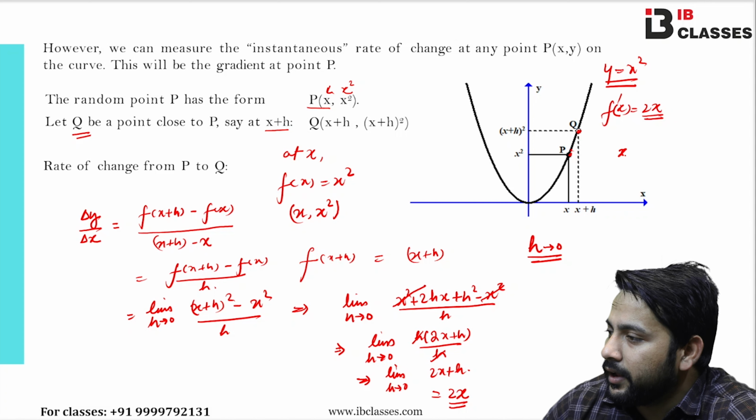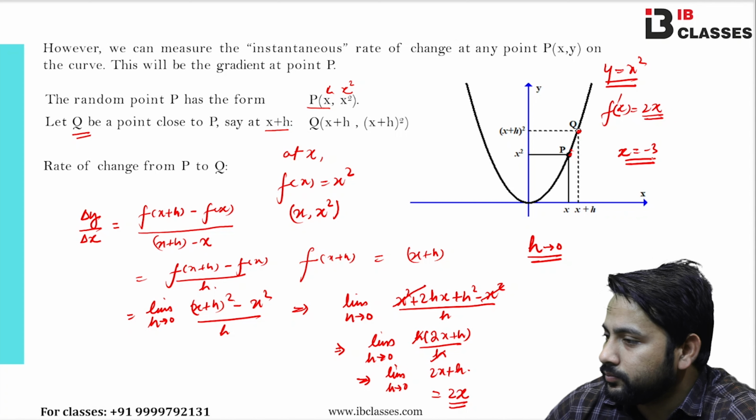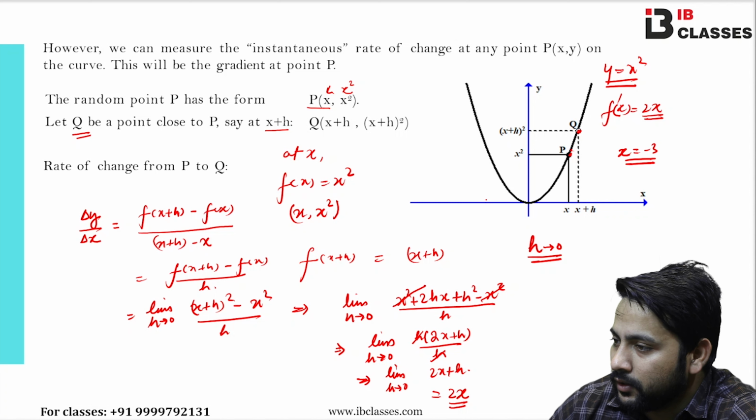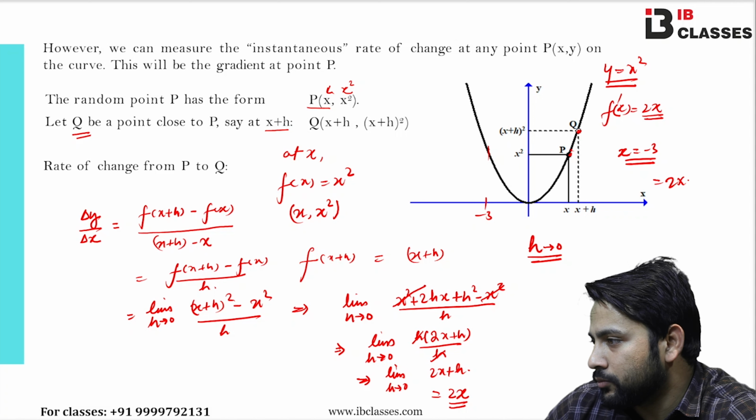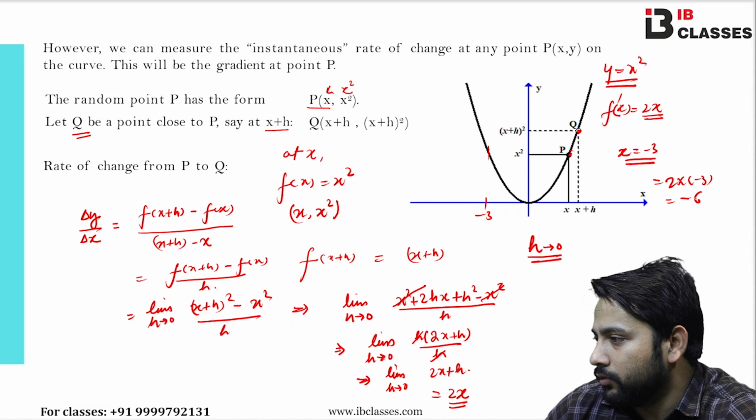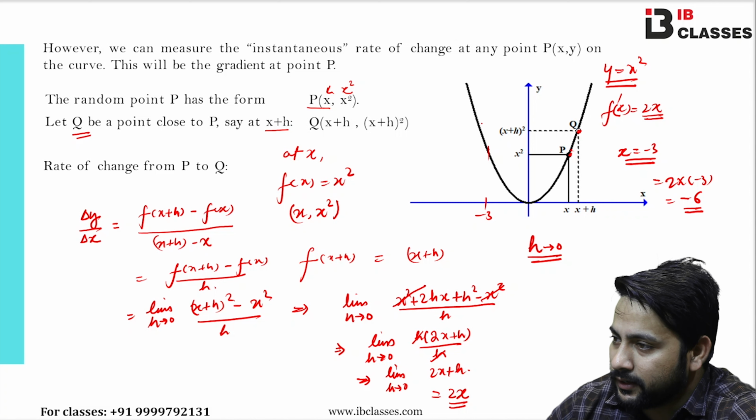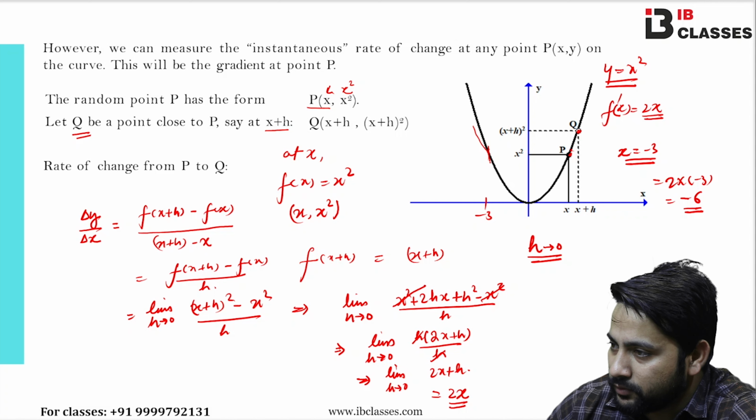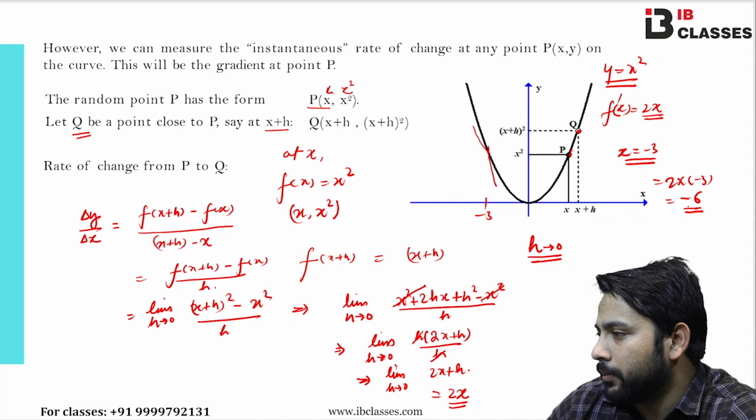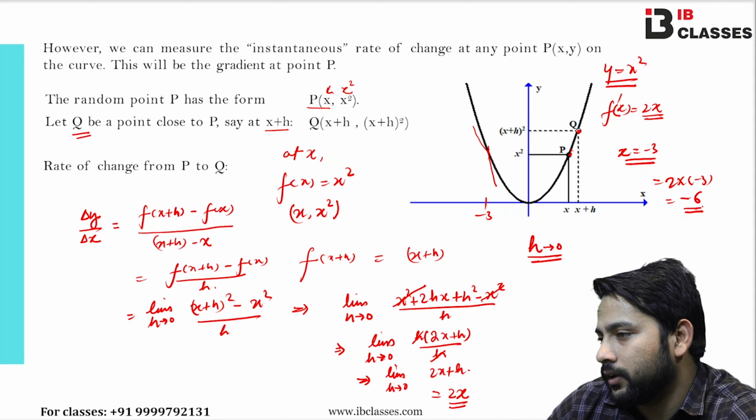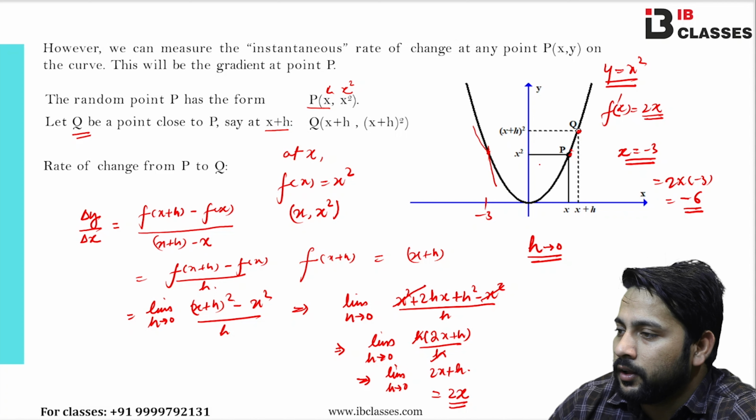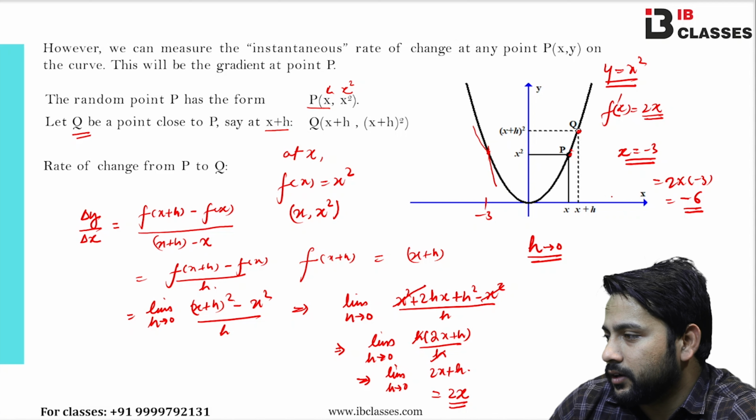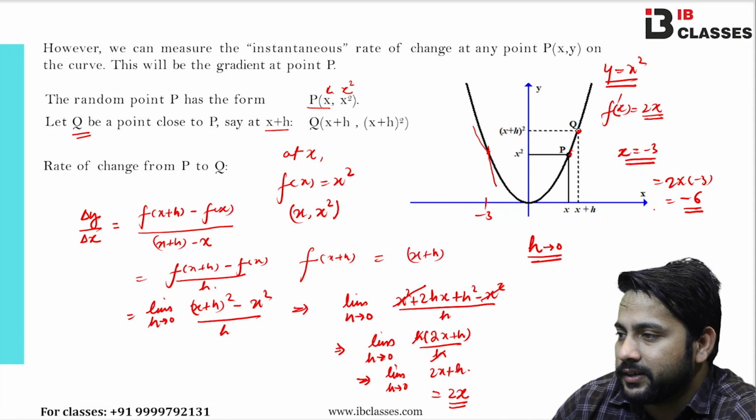Means at x equals minus 3, somewhere here, x equals minus 3, the slope of the tangent will be 2 times minus 3, and it will give you minus 6. This means that here the rate of change of the slope is minus 6 units, or we can also say that at this point, at x equals minus 3, the slope of the tangent is negative of 6, means it is decreasing.